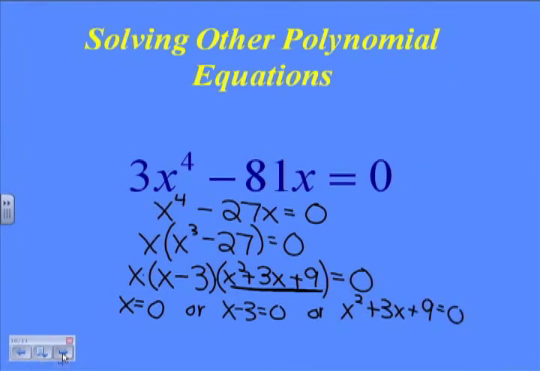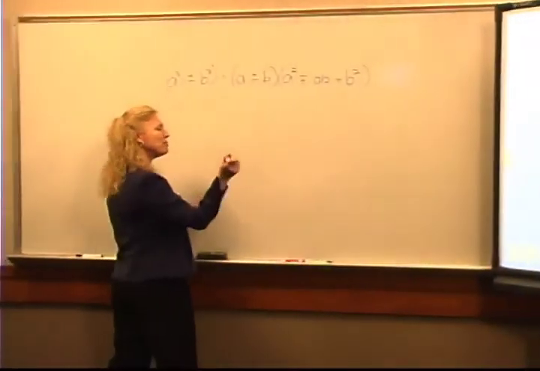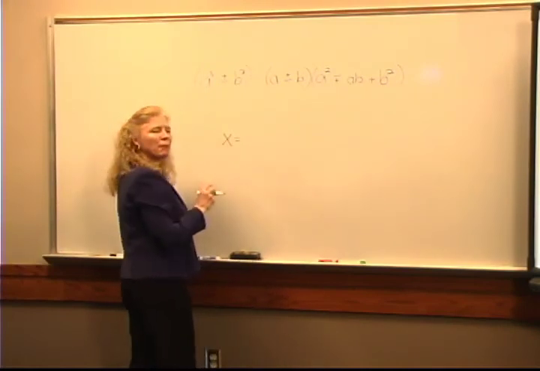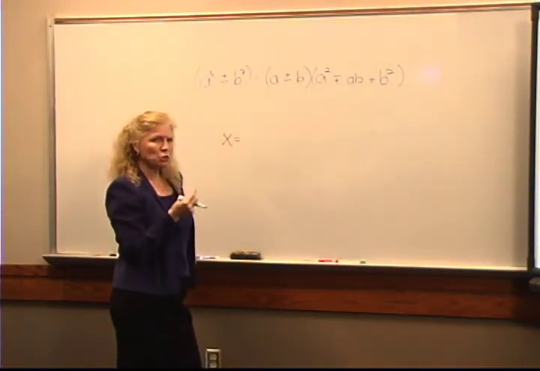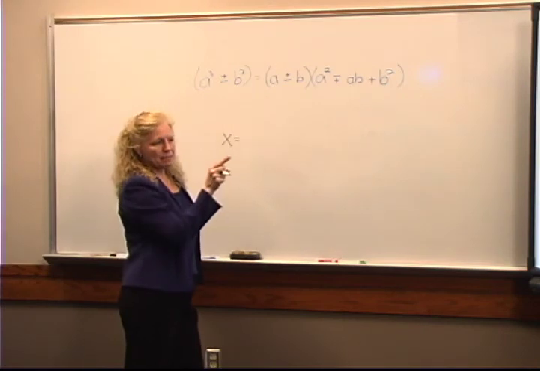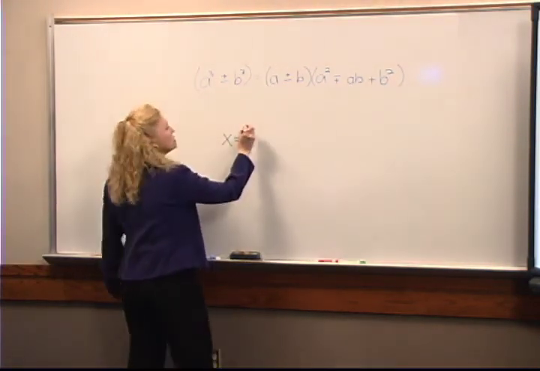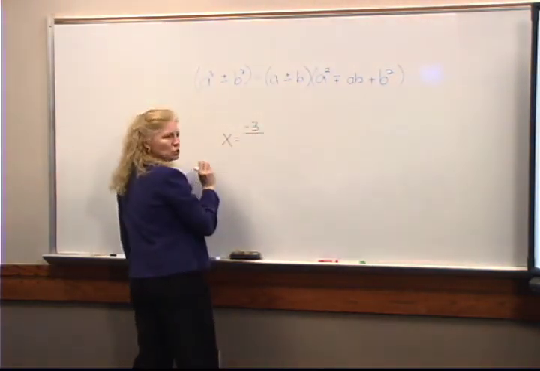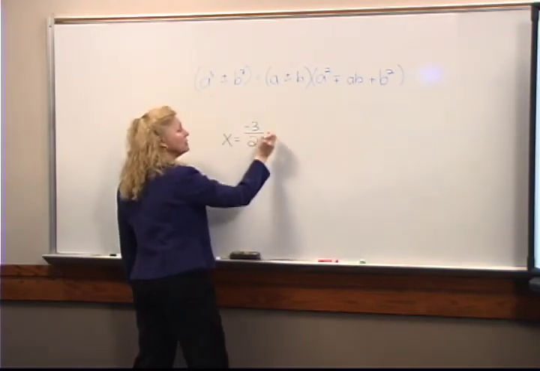Now, of course, the first two are real nice and easy. X is 0, or x is 3. Now, if this guy doesn't factor, what do I have to do to get my solutions? Yeah, I need to go to the quadratic formula. Well, we did it last time, so I thought it'd be a good review. Remember that's negative b over 2a, and my b value would be 3. So I have negative 3 over 2 times my a value, which is 1.